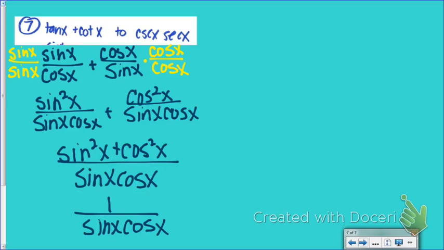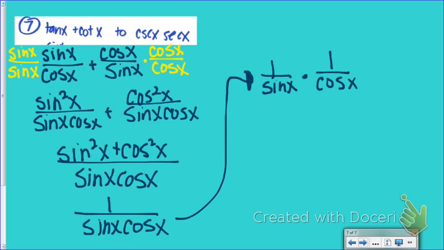So now I have 1 over sine x cosine x. To make this a little easier to see, you don't need to show this step, but it might make more sense: 1 over sine cosine is the same thing as 1 over sine x times 1 over cosine x. And then again, using those reciprocal identities, I know 1 over sine x is cosecant x, and I know 1 over cosine x is secant x, which is what I'm trying to transform this to.